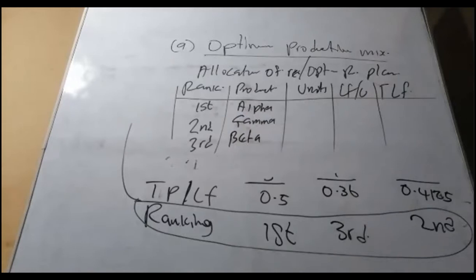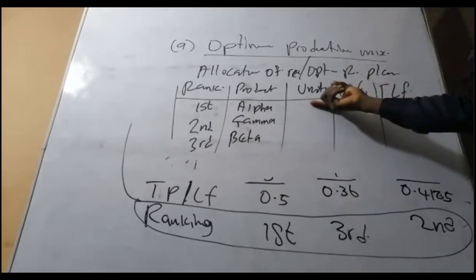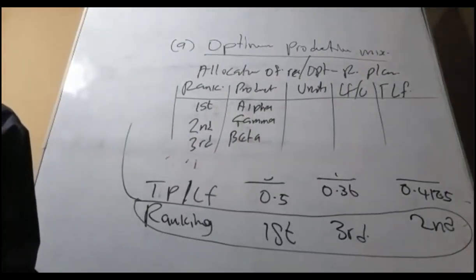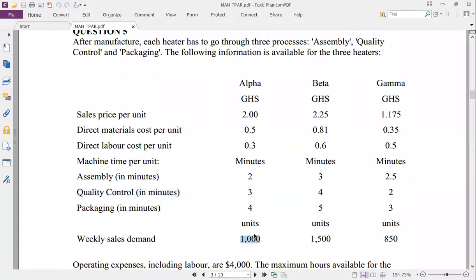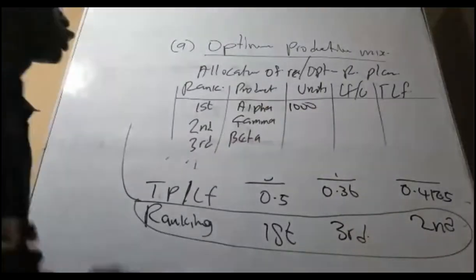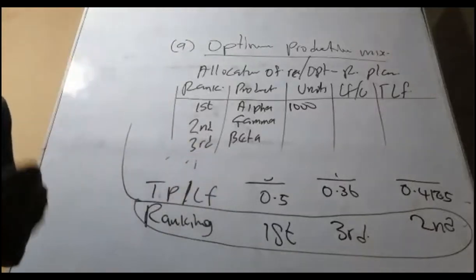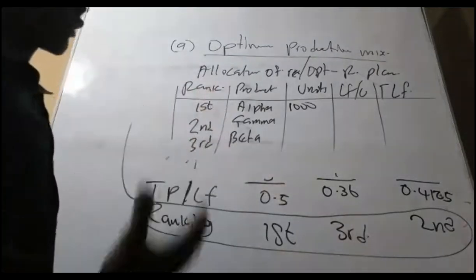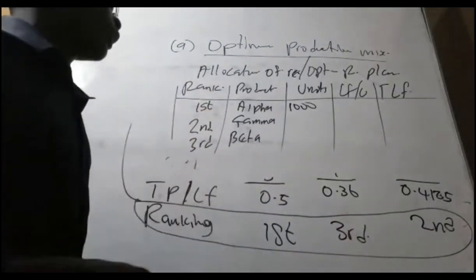Good. Then you start. What is the demand for alpha? So let's go to the question. I'm going to pick the demand for all of them. So from the question, demand for alpha is 1,000 here. So we should produce all the 1,000. Demand for beta is 1,005, gamma is 850. Please, we have to produce the first one first before moving on to the next. We have to produce alpha first. The one who scored first must be produced before any other one comes in.